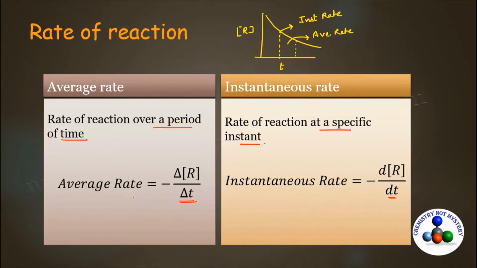Average rate can also be expressed in terms of product. In that case, you will get the formula delta P over delta T. Similarly, you can express the instantaneous rate in terms of product. So you will get the formula dP over dT.